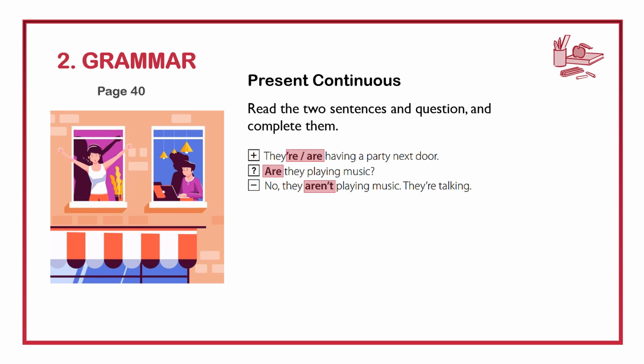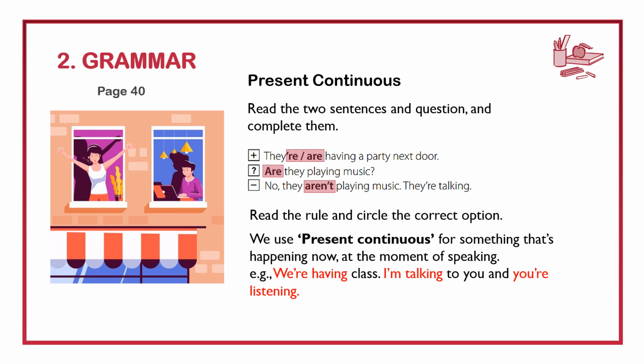Now in part E, we have a rule, and you need to read a rule and circle the correct option. We use the present continuous to talk about now or every day. Which one? Now or every day? Exactly. Now. We use present continuous for something that's happening now, at the moment of speaking. For example, we're having class right now. I'm talking to you and you're listening.